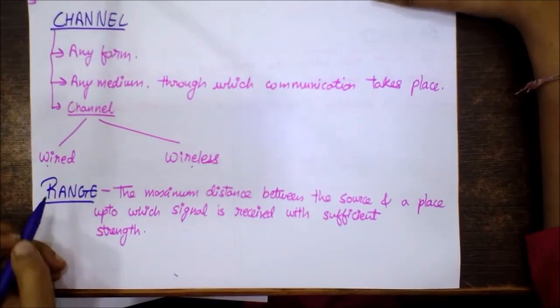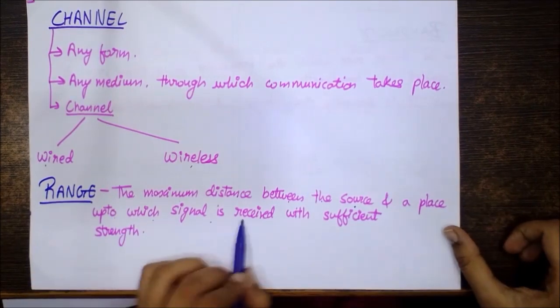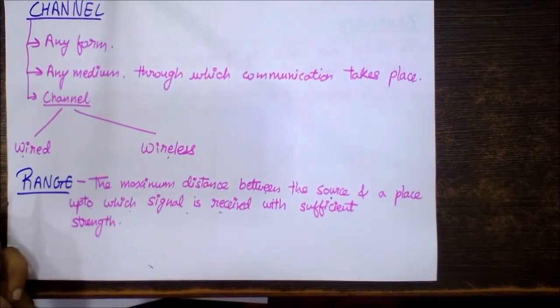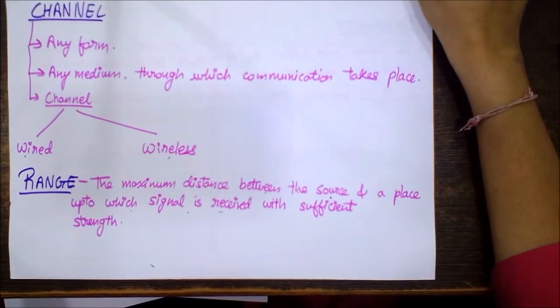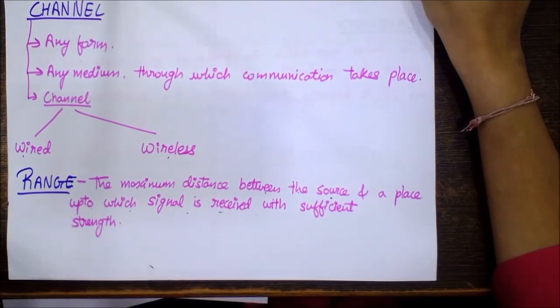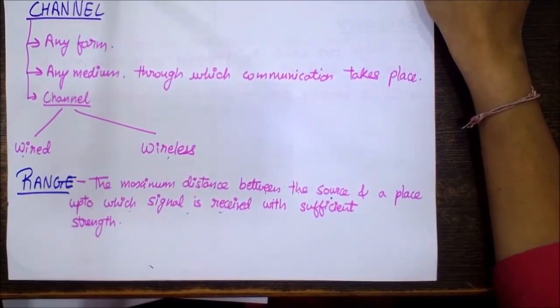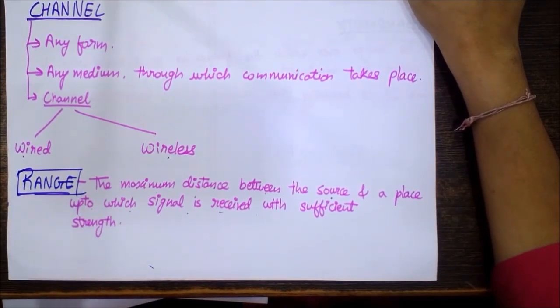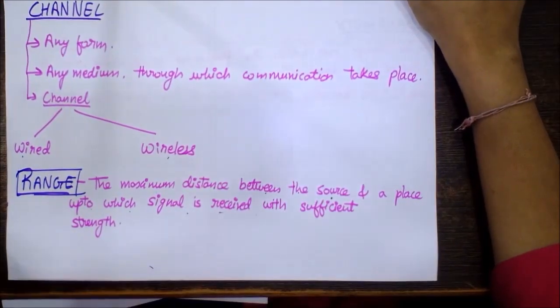A channel will have a range. The maximum distance between the source and a place up to which the signal is received with sufficient strength is called the range. For example, when we communicate, at some point you feel that the communication is not quite strong. This is because one or the other device has gone out of range. Therefore, we have a particular range in which the signals are strong and can transmit, and that is the distance between the source and the receiver, and it should be sufficiently strong.